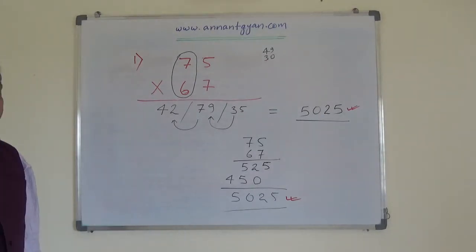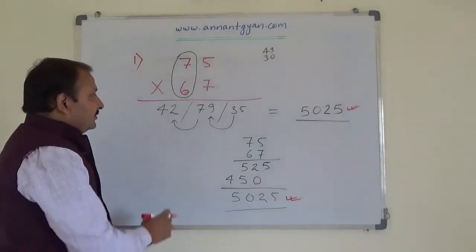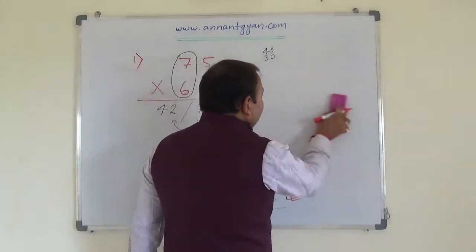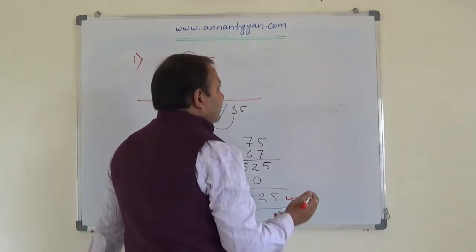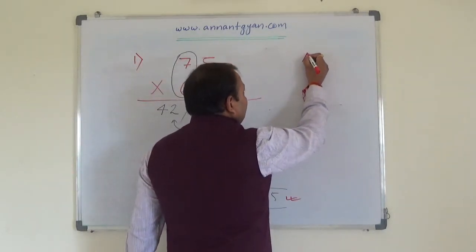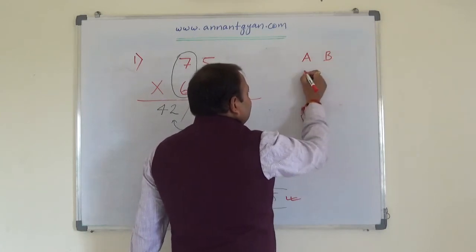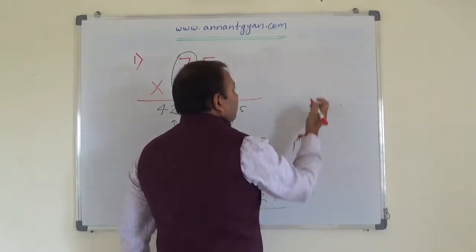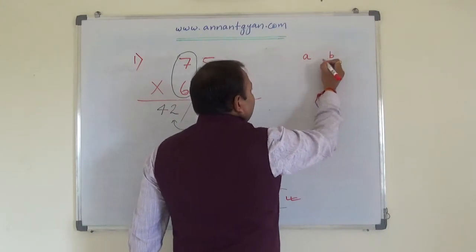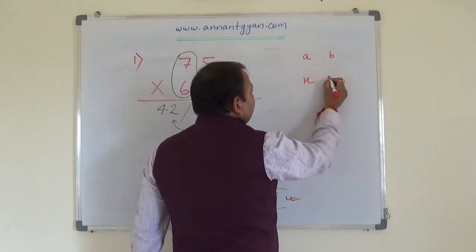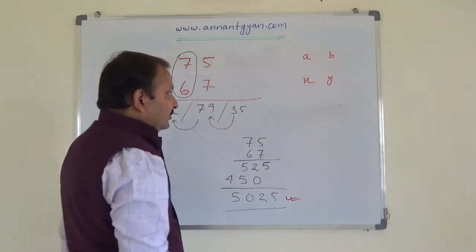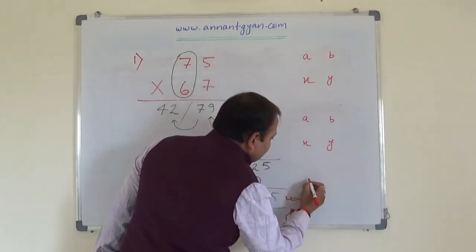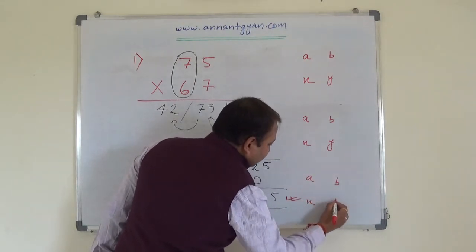So there are 3 steps by which we shall get this answer. In the first step, what we shall do? In the first step, we shall multiply the unit place numbers. So I shall take A, B as the first 2-digit number, and X, Y as the second 2-digit number. So in these 3 steps, I shall write A, B and X, Y.